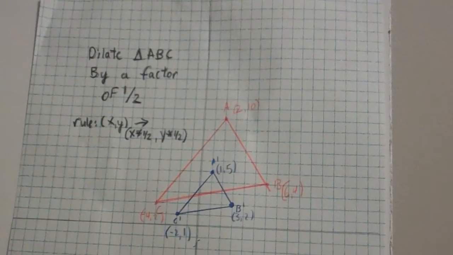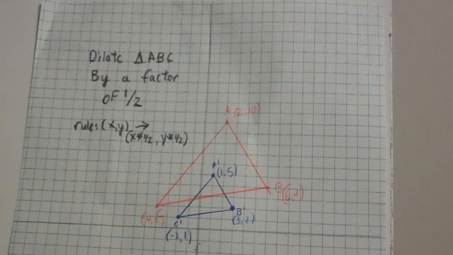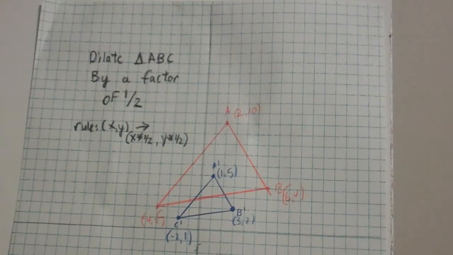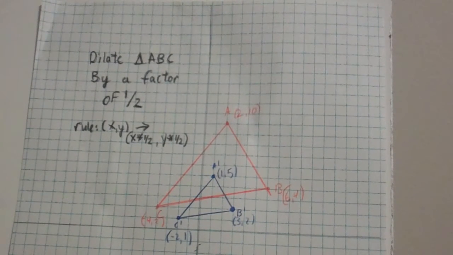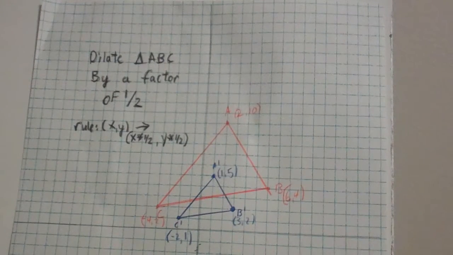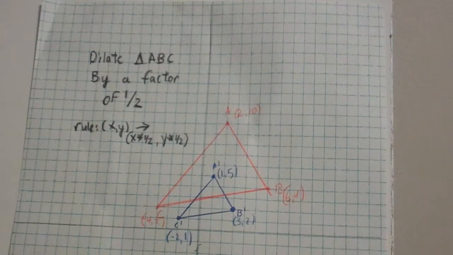Okay, so we've got triangle ABC, which we are going to dilate by a scale factor of 1/2. And in this case, the orange triangle is the pre-image. So our rule for this one is we're going to take the value that we have for the x-coordinate and the value that we have for the y-coordinate and multiply it by 1/2, or we could divide by 2.